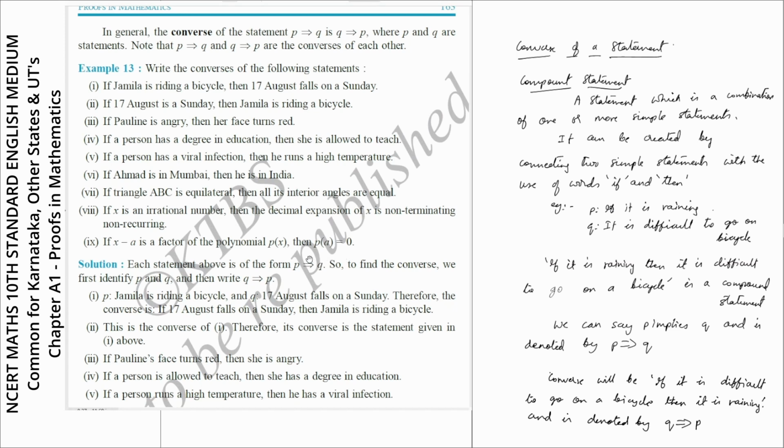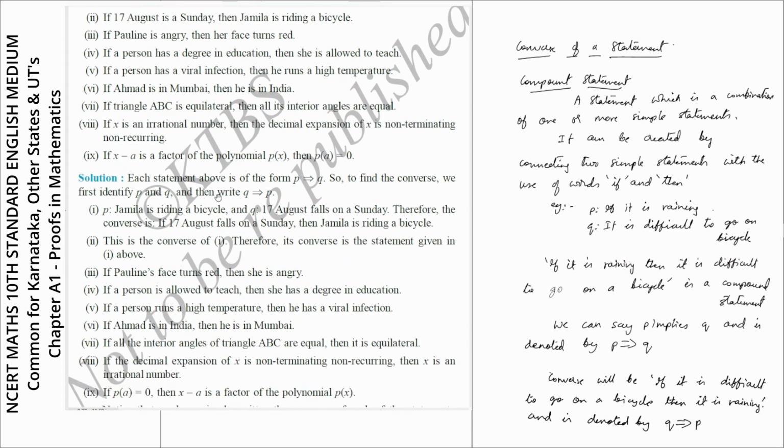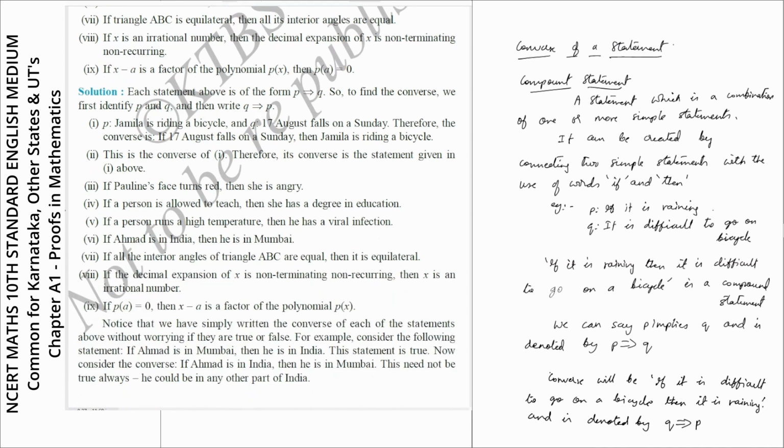So the answer will be, if p of a is equal to 0, then x minus a is a factor of the polynomial p of x. So the answers all are given here. The given statements may be true or false, and even the converse of the statement also may be true or false. We are not bothered about that.